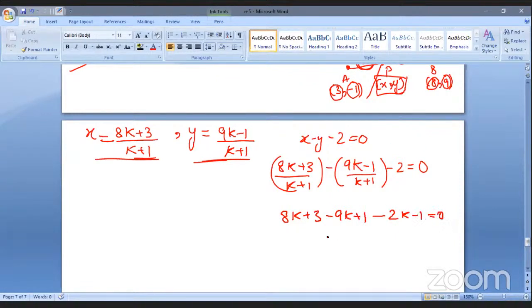Right, it will be 0 if it goes there. So 8k minus 11k minus 3k, 3 plus 1 minus 1, so it will cancel out. No, I have made some mistake, I suppose. It will be 2. It will be 2. So here we'll get 1. So k comes out to be 1 by 3. So this was the problem.